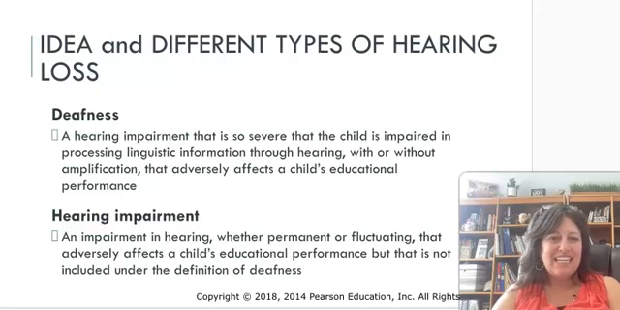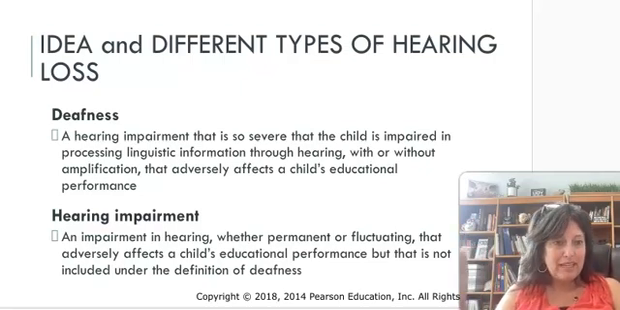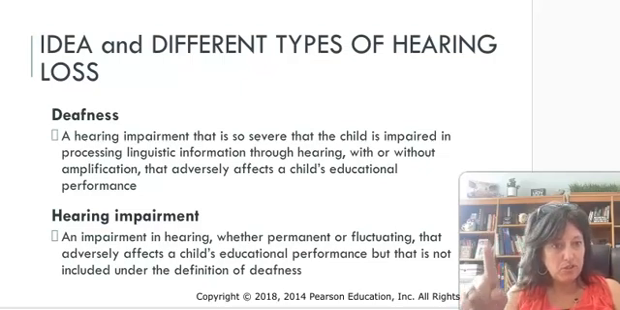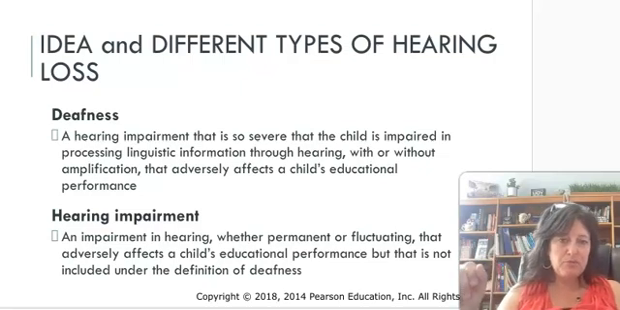Now, in IDEA, there are different types of hearing loss. First off, there's deafness. This is a hearing impairment that is so severe that the child is impaired in processing linguistic information through hearing, with, or here's the important part, without amplification, that adversely affects a child's educational performance. So this is a child that, even with a hearing aid, it doesn't matter if they have the hearing aid in or out, the impairment is so severe that they can't process linguistic information. There's part one. And as always, there's a part two: adversely affects the child's educational performance.